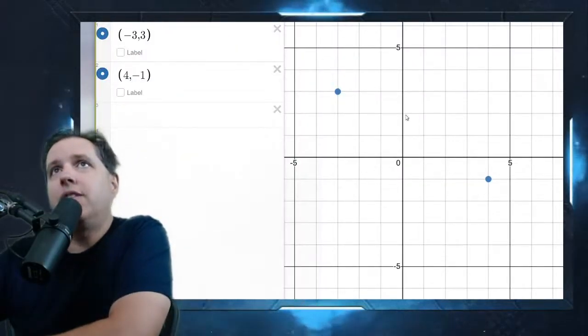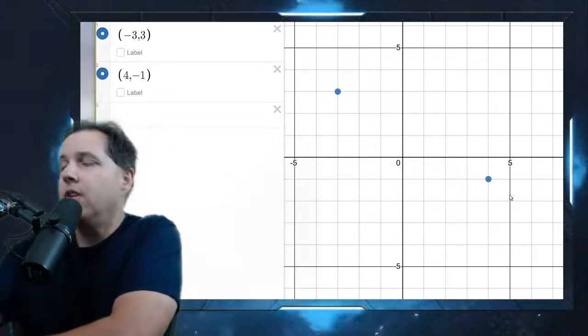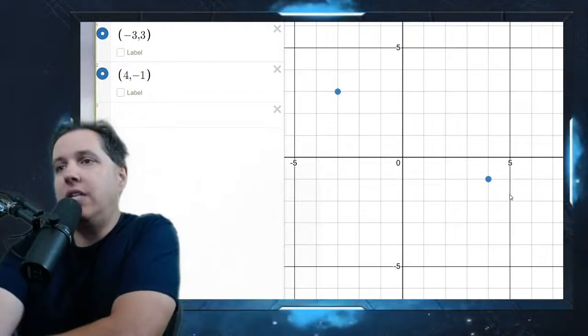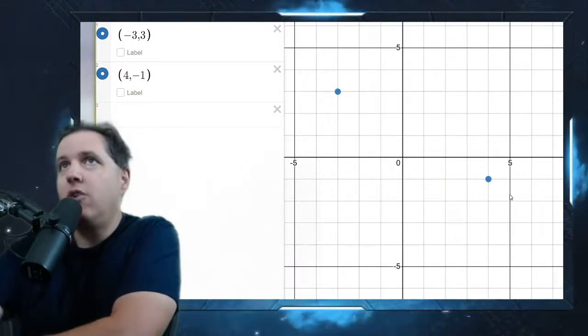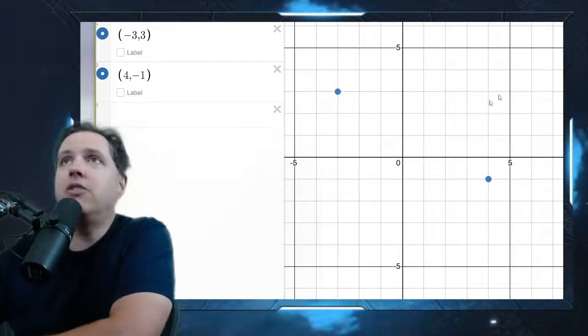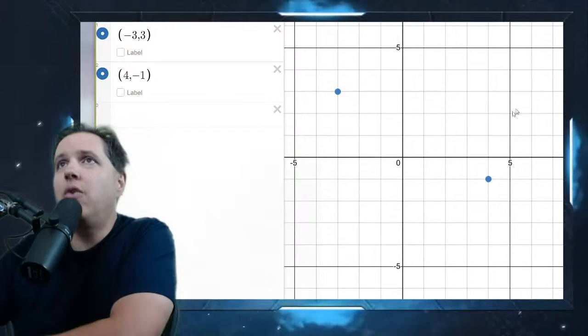Well, when we draw a line through here, it's going to be a decreasing line, right? So the easiest way to think about increasing and decreasing is think about a bank account, right? Would you rather have a bank account where the line is going up or where the line is going down? You want the line going up, right?